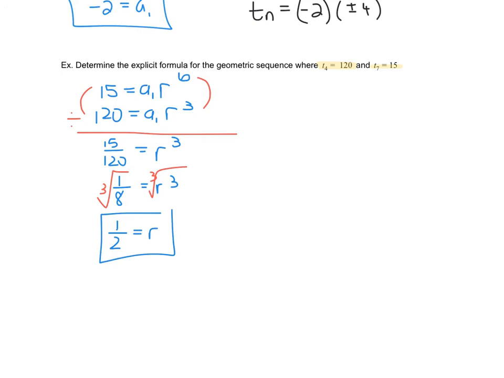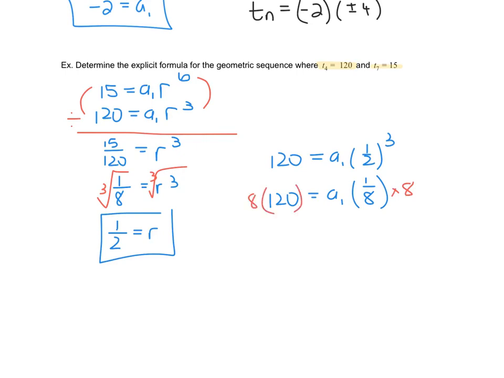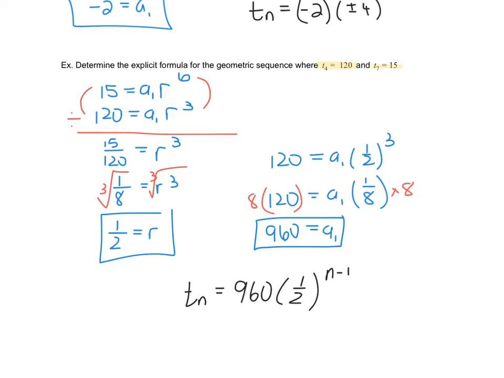Okay, and now we can take this 1/2 and plug it into either equation. I'm going to plug it into the fourth term. So 120 equals a1 times a half to the power of 3, so that 4 minus 1. I will clean up the half to the power of 3, which is 1/8. And then to get rid of this, I don't want to divide both sides by 1 over 8. Instead, I'm going to multiply both sides by the reciprocal. So that when I do that, and I do 120 times 8, I get 960 for my first term. And there's only one option here, so my explicit formula is Tn equals the first term times the common ratio to the power of n minus 1.